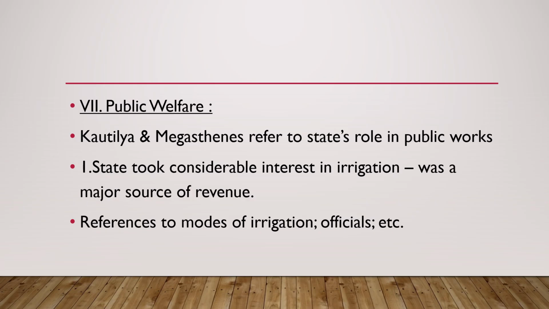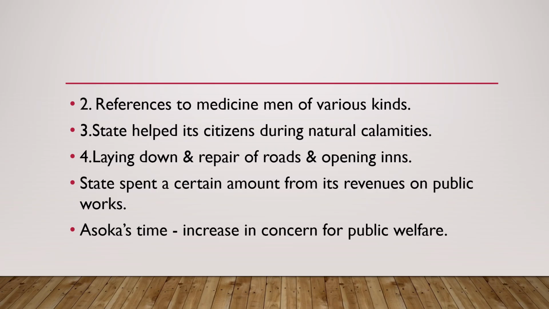In Arthashastra also there are references to various modes of irrigation. Then there are many references to medicine men of various kinds during this period, like physicians, etc. And from Asokan inscriptions, we know that medical treatment and medicines were available to both men and animals. The state also helped its citizens during natural calamities like floods, famines, etc. The Arthashastra mentions that the king also looked after orphans, old women, etc.